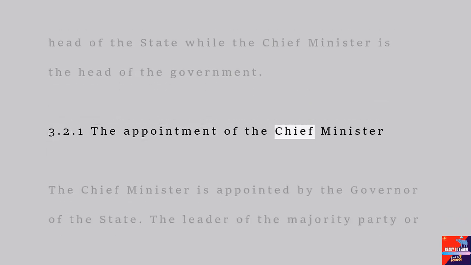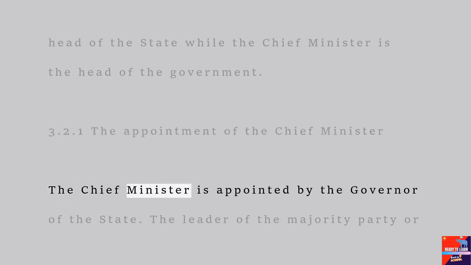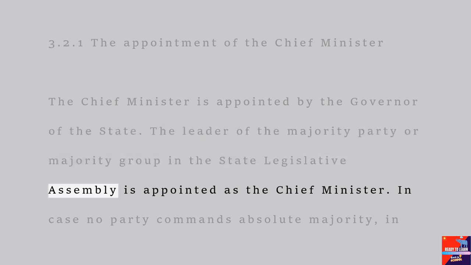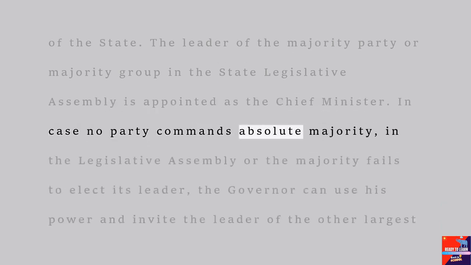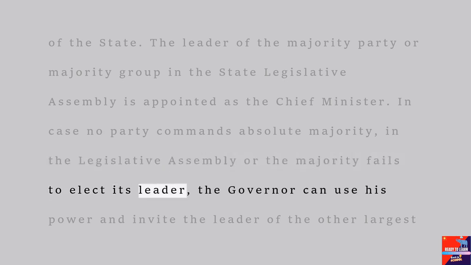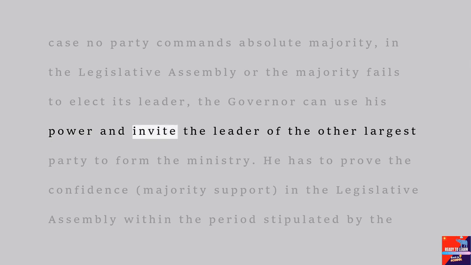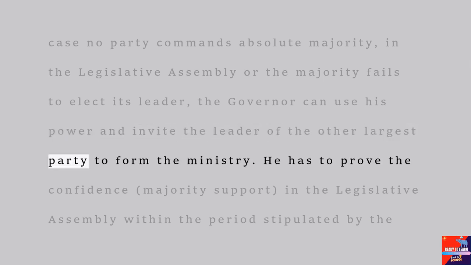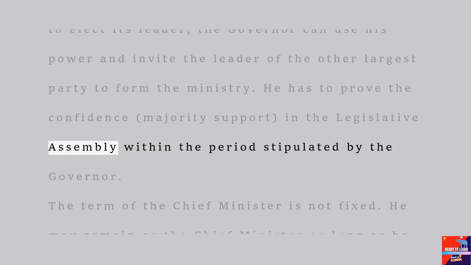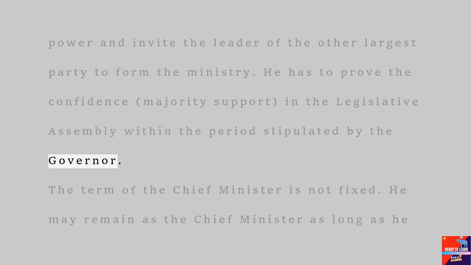3.2.1 The appointment of the chief minister. The chief minister is appointed by the governor of the state. The leader of the majority party, or majority group in the state legislative assembly, is appointed as the chief minister. In case no party commands absolute majority in the legislative assembly, or the majority fails to elect its leader, the governor can use his power and invite the leader of the other largest party to form the ministry. He has to prove the confidence, majority support, in the legislative assembly within the period stipulated by the governor.